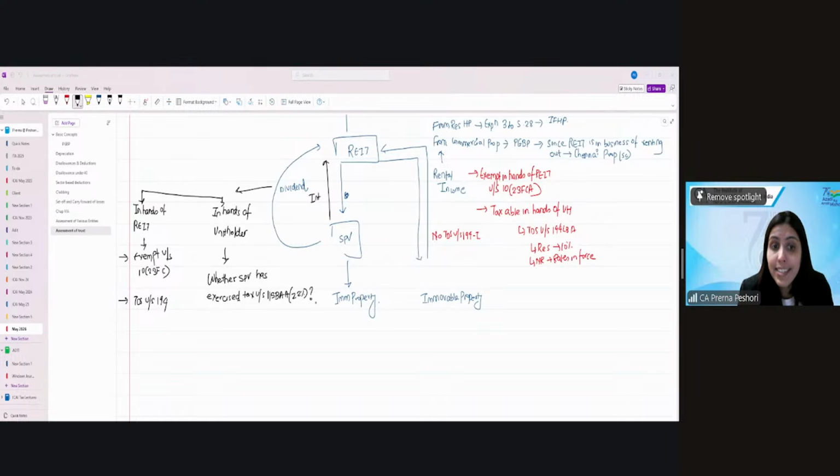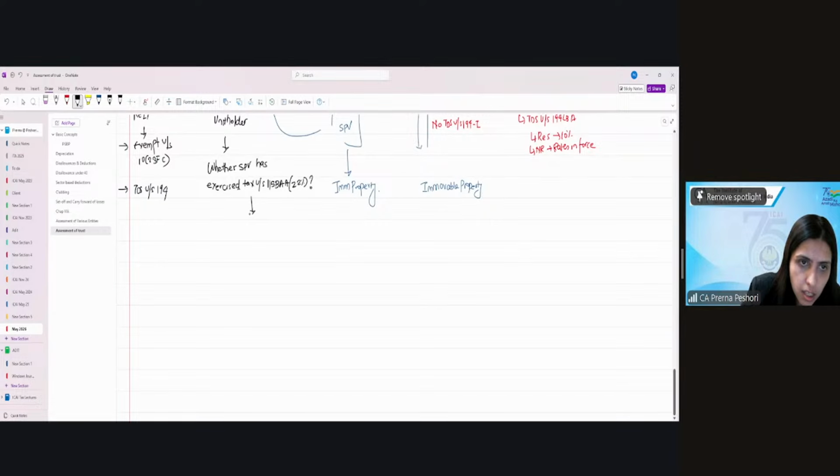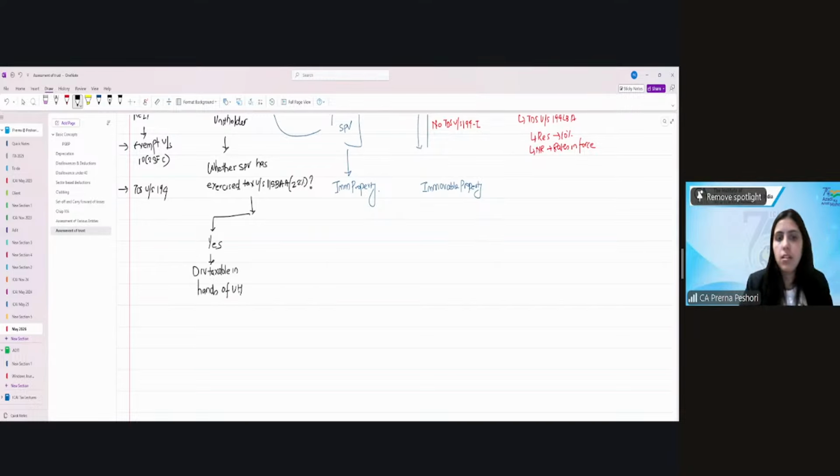If the answer is yes, then dividend is taxable in the hands of the unit holder. Are we clear? Yes, ma'am. So only when the SPV has exercised the option under 115BAA of concessional tax regime, it will be taxed in the hands of the unit holder.